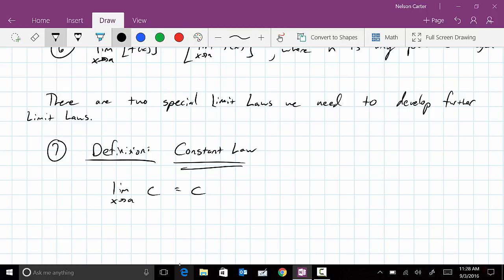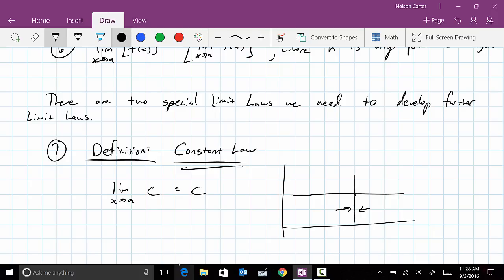If you have a constant here, then it doesn't matter what x is, the output is always going to be that constant, because it's never changing. So if x is getting close to a, it's still going to be that constant. You can think about it as a horizontal line. You approach it from one side, you approach it from the other side, it's still going to be this constant function.